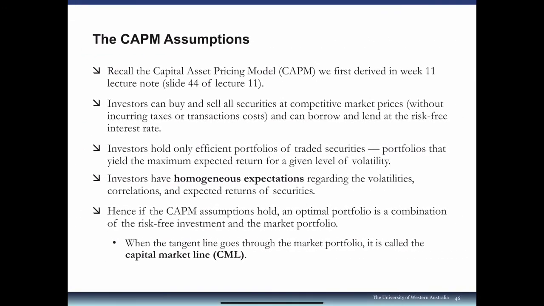And now let's go on to the CAPM framework. That will be slide 44 of lecture 10, roughly. If we recall the CAPM, the capital asset pricing model, we first derived it in week 10, not week 11, sorry. I forgot to correct that. Investors can buy and sell securities at competitive market prices without incurring taxes and transaction costs, and can borrow and lend at a risk-free interest rate. So these are all the implicit assumptions that we have been making so far.